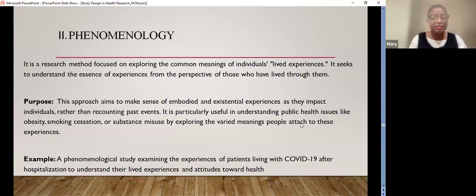An example here is examining the experience of patients living with COVID-19 after hospitalization to understand their lived experiences and attitudes towards health. Do you use a mask? Do you now wash your hands? What's your perspective on washing of hands immediately you come in from outside?